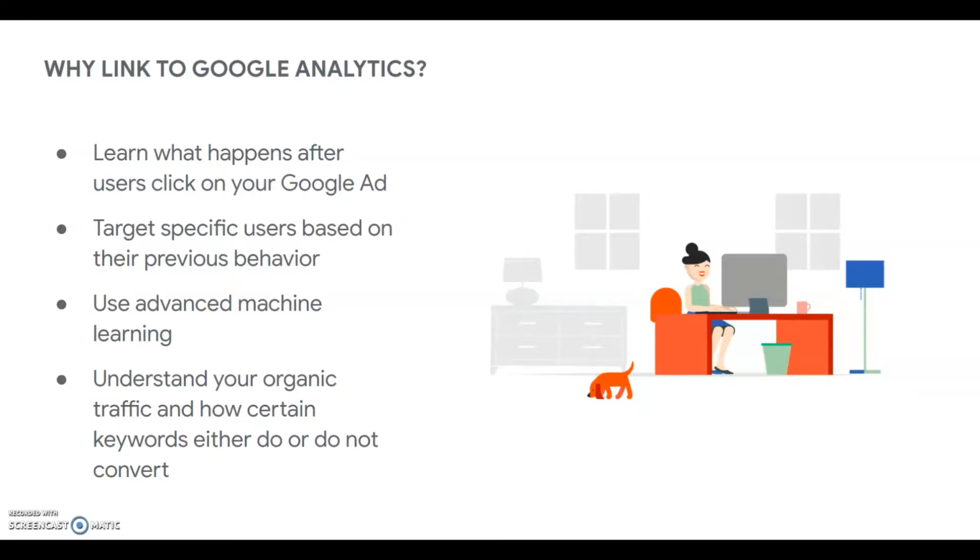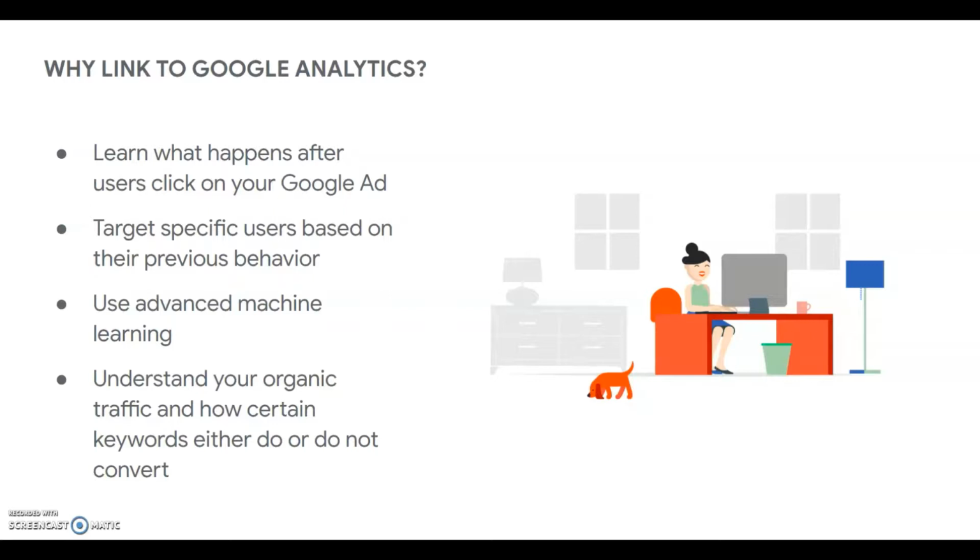Some examples of how you can better utilize data by linking accounts together include: you can learn what happens after users click on your Google ad. This helps you to learn what's working and what isn't, so you can take steps to improve your campaigns. For instance, certain keywords may result in a higher conversion rate.